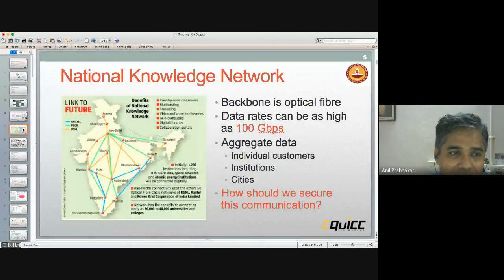What infrastructure are we talking about? Here's an example of some infrastructure. This is a national knowledge network.